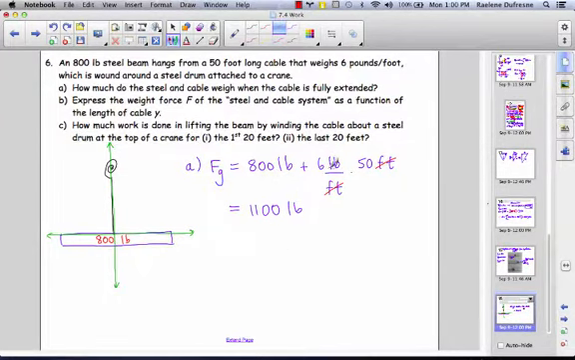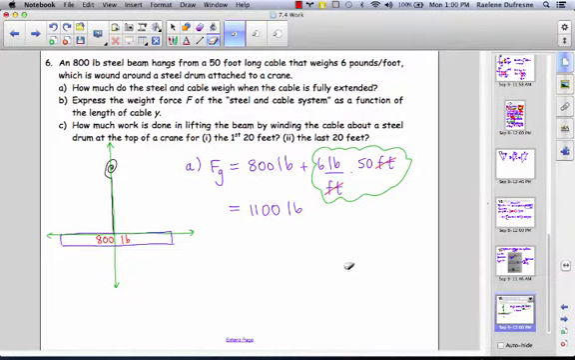Again, this is regular multiplication here instead of integration. We don't need to integrate because the 6 pounds per foot is a constant. And so whenever we have a constant multiplied by the distance, that's just regular multiplication. We need a definite integral whenever we have a non-constant function times, in this case, the 50 feet.